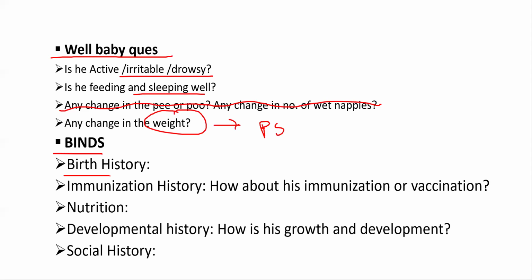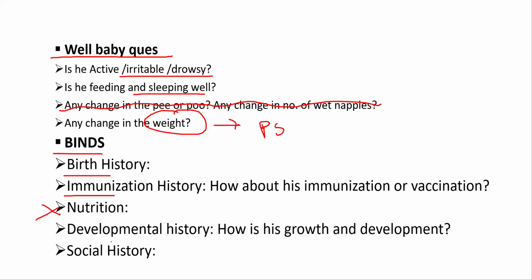So we ask how was his birth, any complication during or after delivery, was he a term or preterm baby, and what was the mode of delivery, cesarean section or normal vaginal delivery. So that's a short birth history. We ask about their immunization history. Is he immunologically up to date, or has he got all the vaccines? Any question will do, as long as you're asking it.